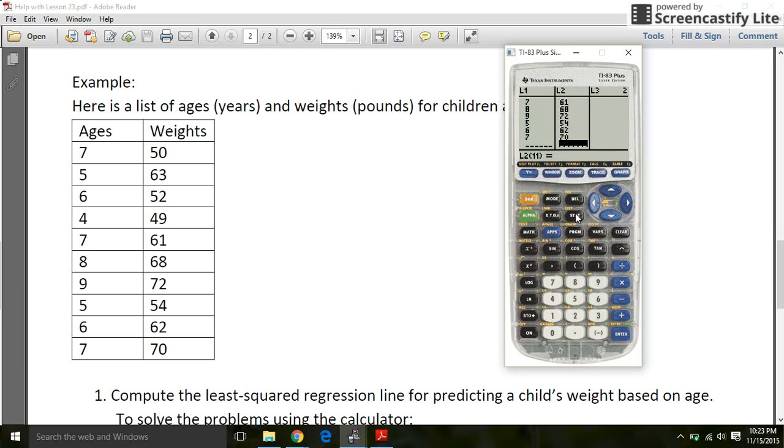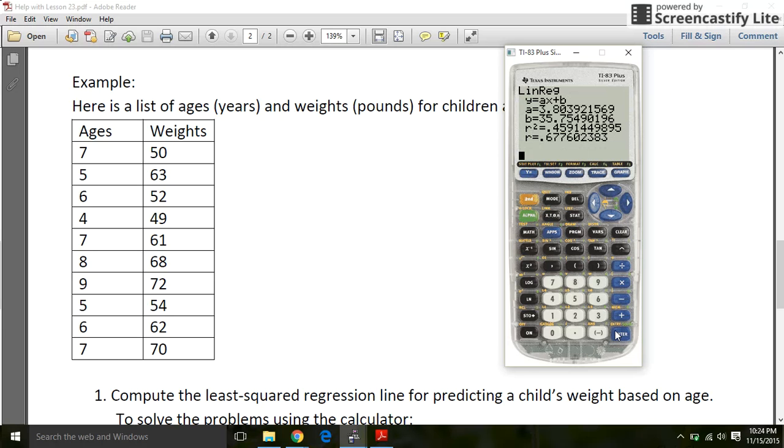Okay, so then I'm going to go to stat. I'm going to go over to calc. I don't even have to go to test, I'm not doing any test. I'm just going to calc. I'm going to hit 4 for LinReg, and it's going to come to the main screen and show LinReg, and I'm going to hit enter.